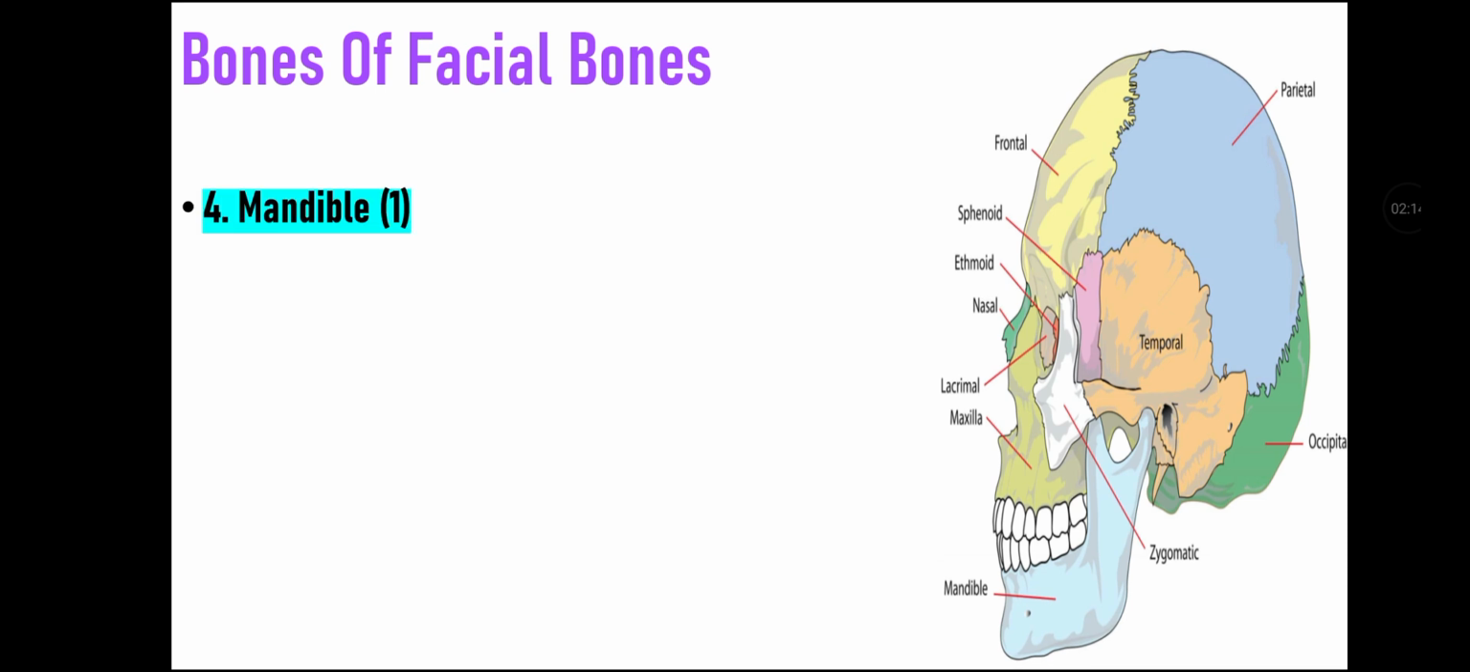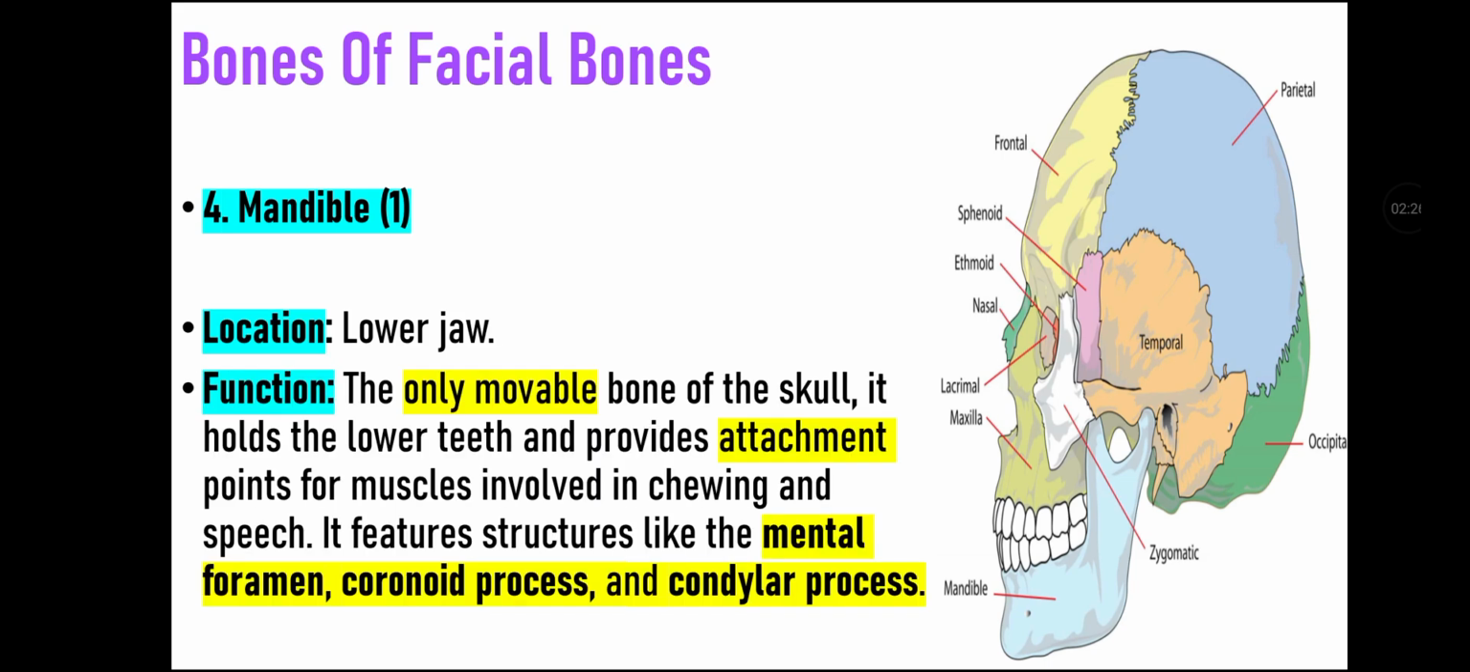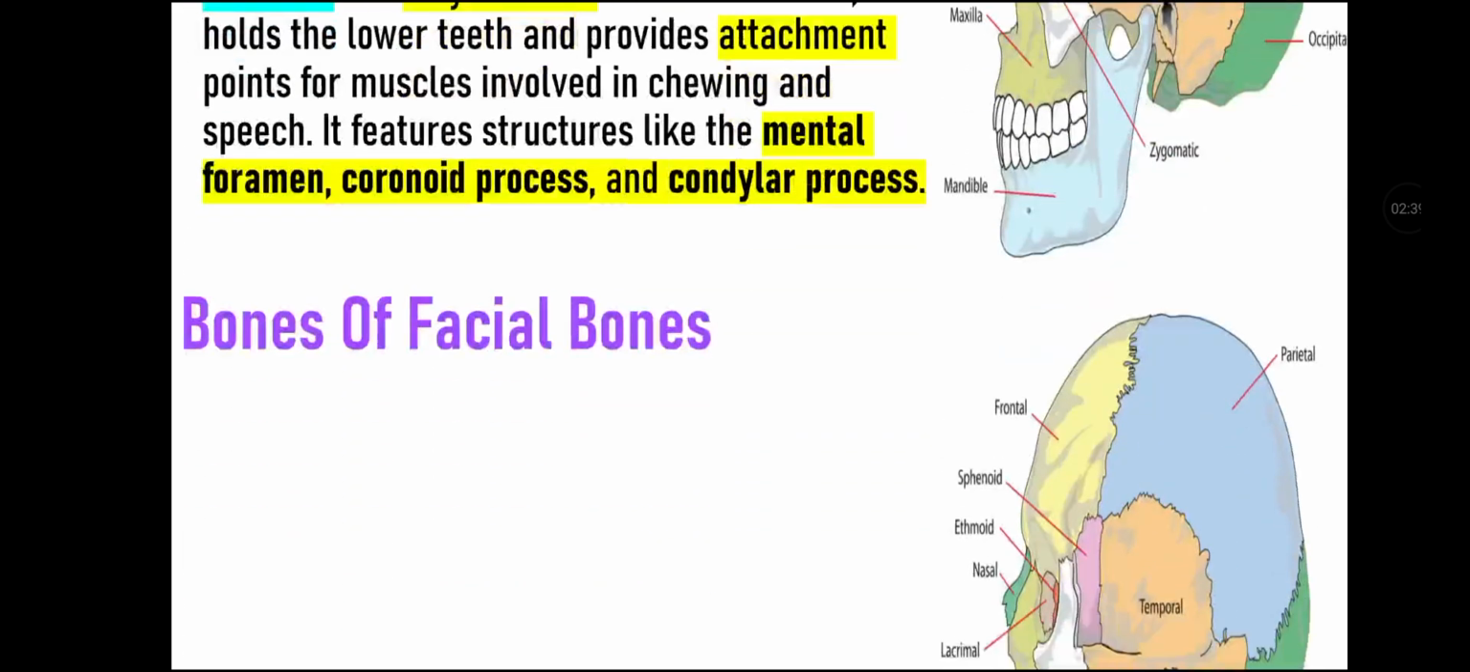Next, in facial bone we have is mandible, that is a single bone or unpaired bone, that means there will be one mandible in every skull. As you can see here in the diagram, the light blue color bone is mandible. Location: it is located at the lower jaw. Function: it is the only movable bone of skull. It holds the lower teeth and provides attachment point for muscles involved in chewing and speech. It features structures like the mental foramen, coronoid process, and condylar process.